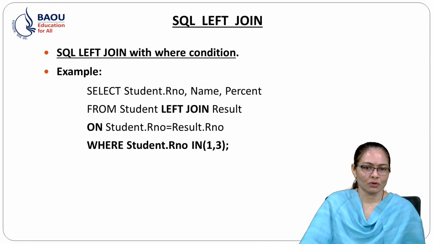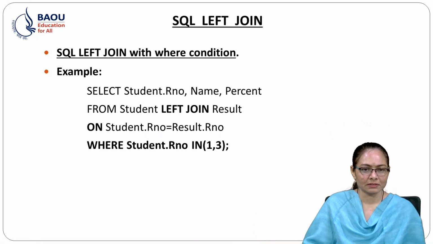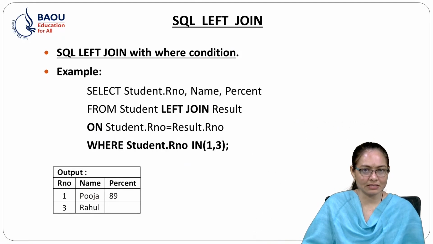Both tables are joined using the common column roll number, where student.roll_number in 1, 3. So the roll numbers include 1 and 3. Here the left table is the student table. The student table has 4 records. From these 4 records, only the 1 and 3 records are displayed using the where condition.